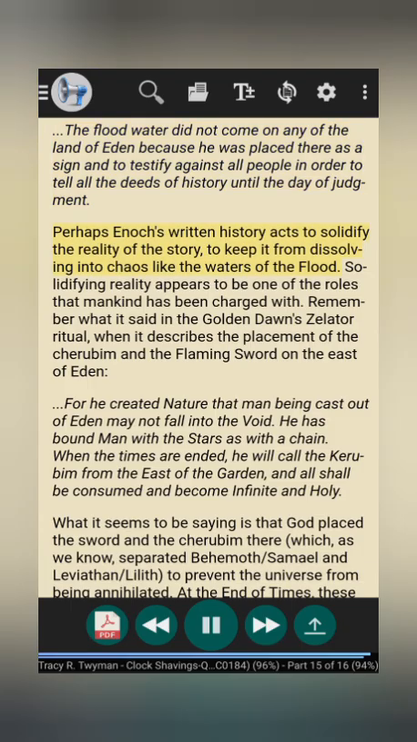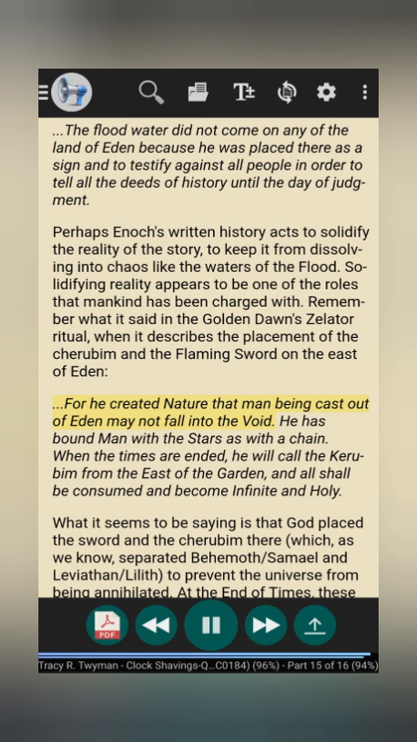Perhaps Enoch's written history acts to solidify the reality of the story, to keep it from dissolving into chaos like the waters of the flood. Solidifying reality appears to be one of the roles that mankind has been charged with. Remember what it said in the Golden Dawn Zelator ritual, when it describes the placement of the cherubim and the flaming sword on the east of Eden.